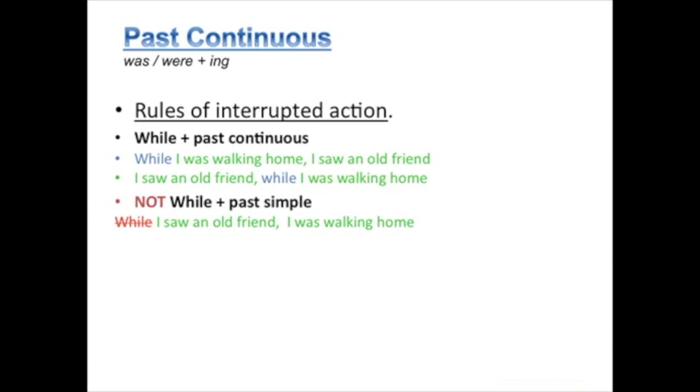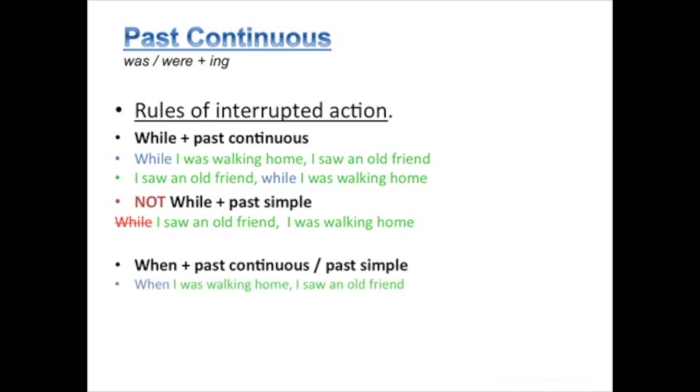This would be incorrect. However, we can use when and follow with the past continuous or the past simple. So, when I was walking home, I saw an old friend. Or, I saw an old friend when I was walking home. Or, I was walking home when I saw an old friend.